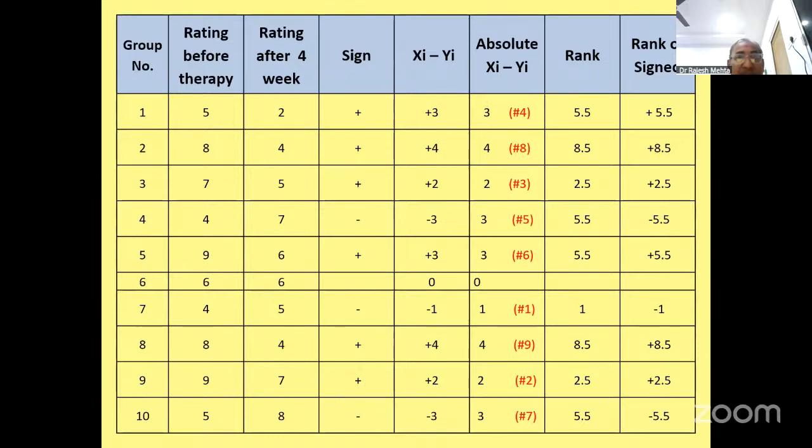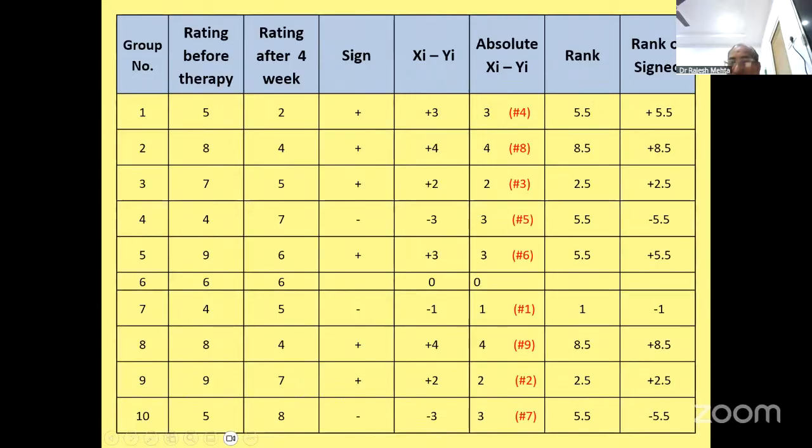So in the first case, pain reduced from the 5 category to the second category. So it is a plus. Then 4 minus 7 is the minus sign. Similarly, these are plus and minus signs. Now, once the sign is done, you then take how much the difference is: plus 3, plus 4, plus 2, like this. Right? And here it was a 0. Now here you take the absolute value.